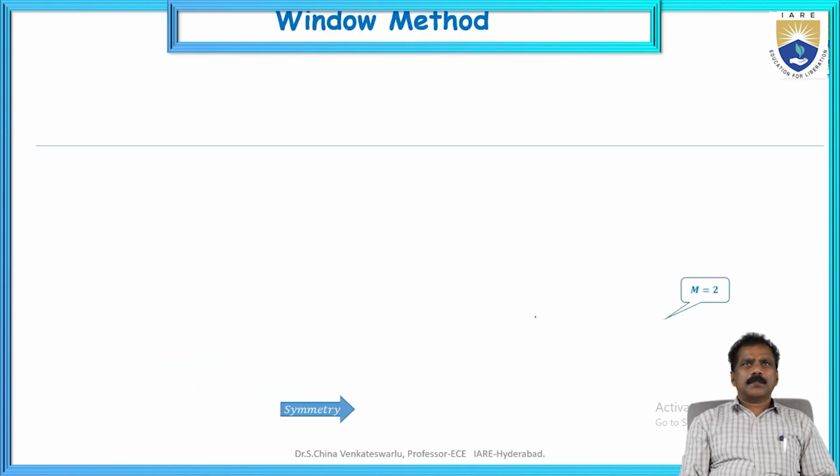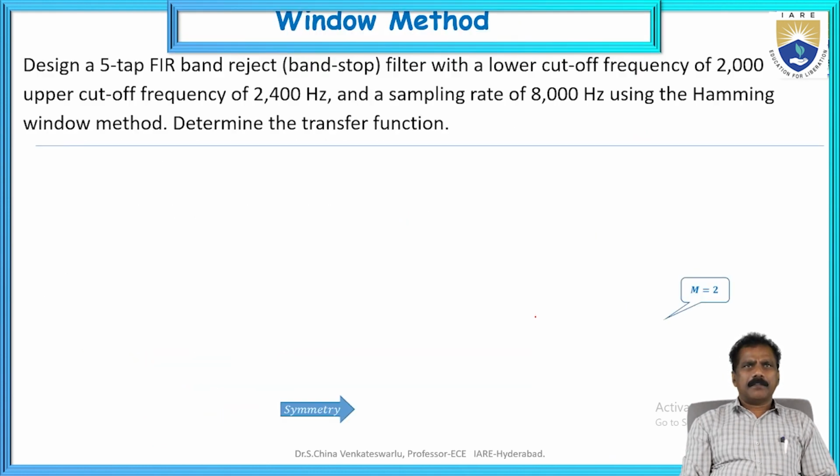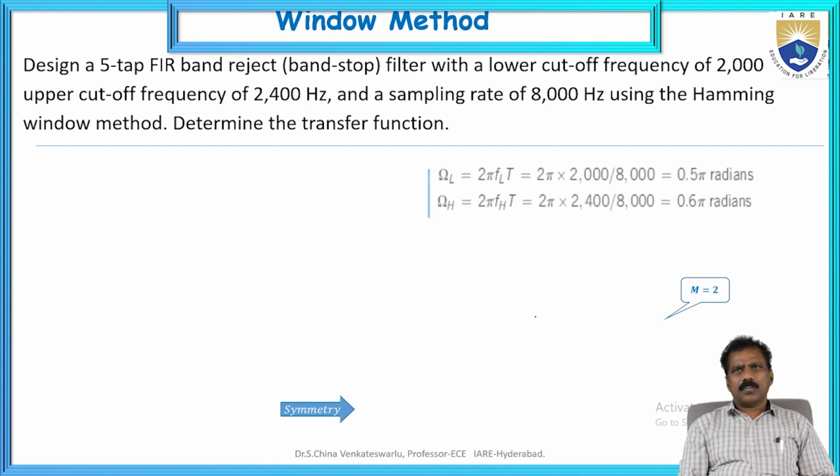Okay, so with the window method, we try to solve this problem. Best example: design a 5-tap finite impulse response band reject (band stop) filter with a low cutoff frequency of 2000 Hz, an upper cutoff frequency of 2400 Hz, and a sampling rate of 8000 Hz. Using the Hamming window method, determine the transfer function.